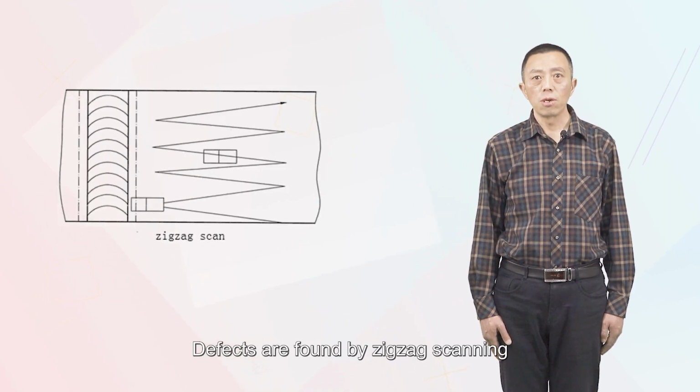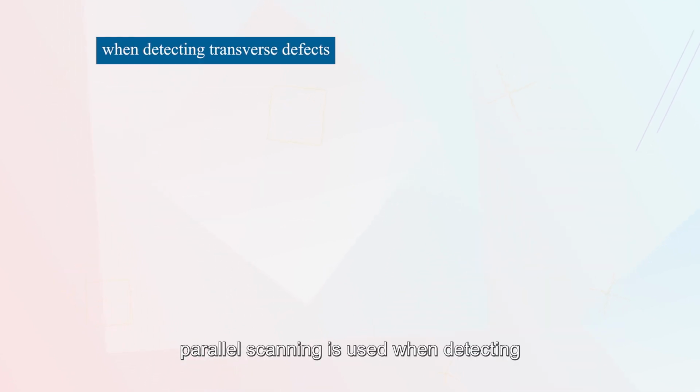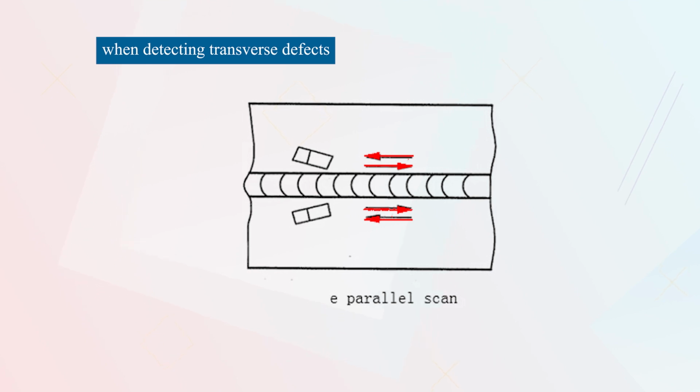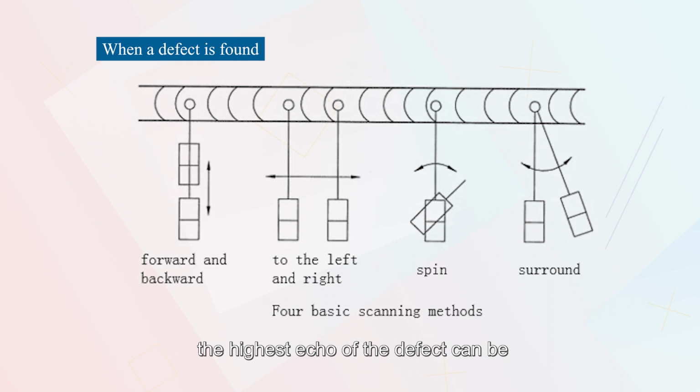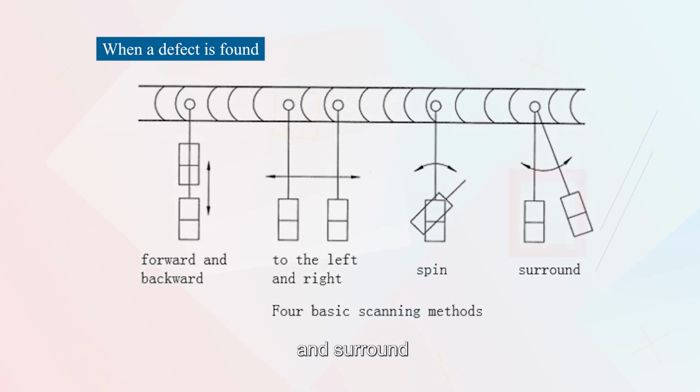Defects are found by zigzag scanning, and oblique parallel scanning is used when detecting transverse defects. Note that it should be carried out from the opposite two directions. When a defect is found, the highest echo of the defect can be found by 4 basic methods: front and rear, left and right, corner, and surround.